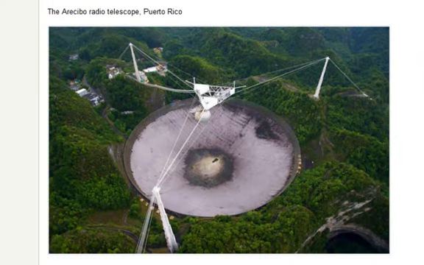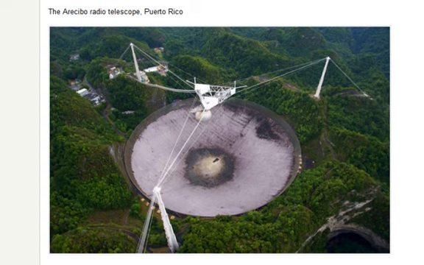Here's an example of the largest reflecting surface in the world that's used for radio astronomy. This is a radio telescope at Arecibo, Puerto Rico. You see the dish that's down on the bottom. That is a reflecting surface that acts as a mirror for radio waves. This is a fixed dish. The size of this thing is huge. This telescope is more than 300 meters in diameter. So, in other words, 3 football fields across.